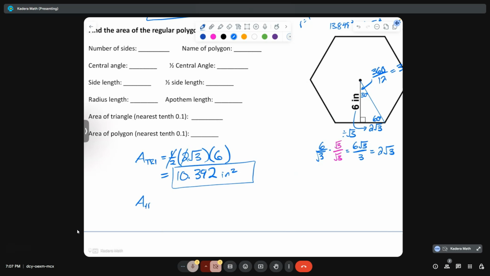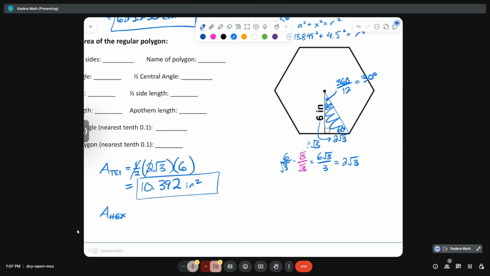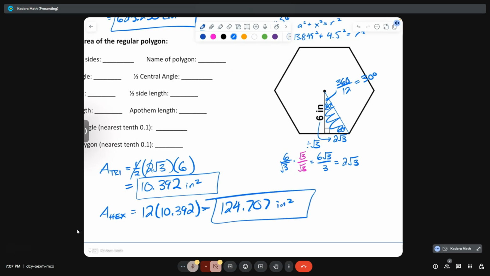So the area of the hexagon, you come over here and you think, okay, how many of those would it take to cover the entire thing? It would be twice the number of sides, so that'd be 12. So we're going to go 12 times our previous answer, 10.392. And you can get one of these problems done pretty darn fast if you're a little lucky. Hexagons are nice because you can use those shortcuts. Otherwise, you're using trig, which slows you down a little bit. But all in all, we're at 124.707 inches squared. There we go. Done.